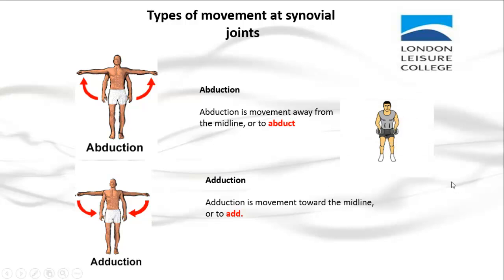And as you can see here, we've got a gentleman doing a lateral raise movement. So when he's lifting the weight up, he's taking the arms away from the body, so he's abducting the arms away, and then when he's bringing the dumbbells back down, he's adding the arms to the midline, so he'd be adducting.